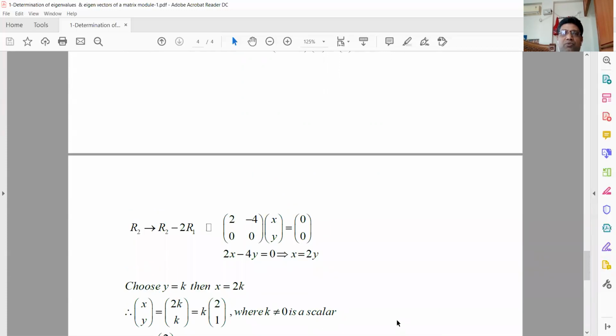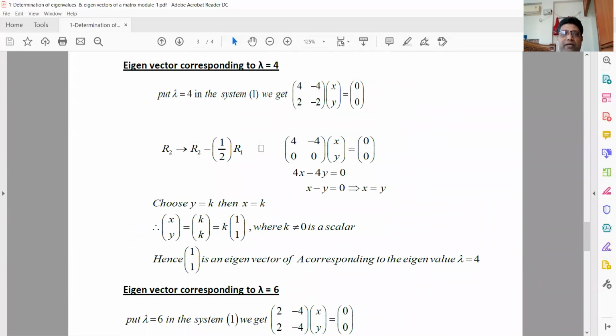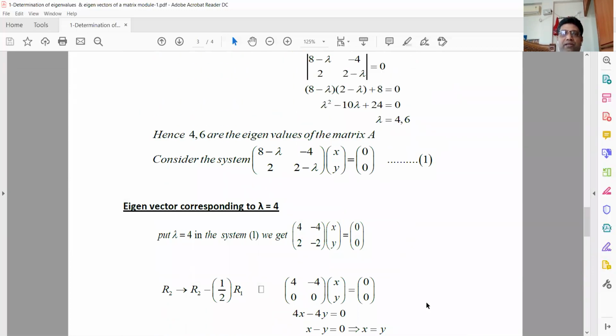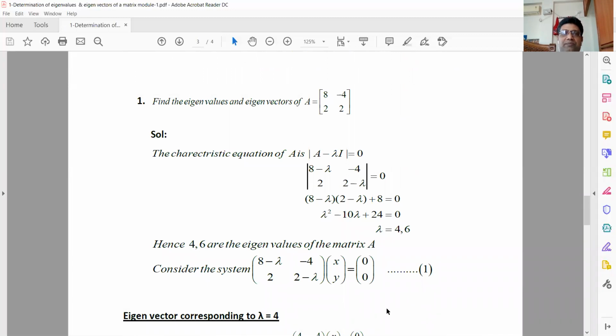So this is a simple procedure to calculate the eigenvalues and eigenvectors of the given matrix. I hope you understood this.